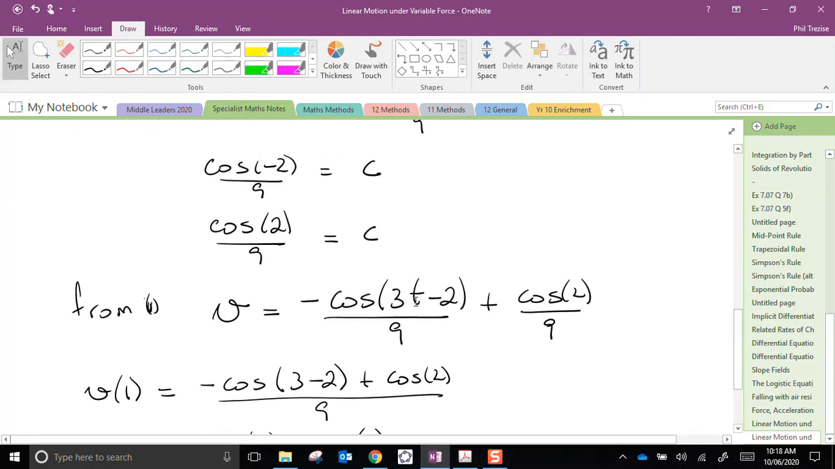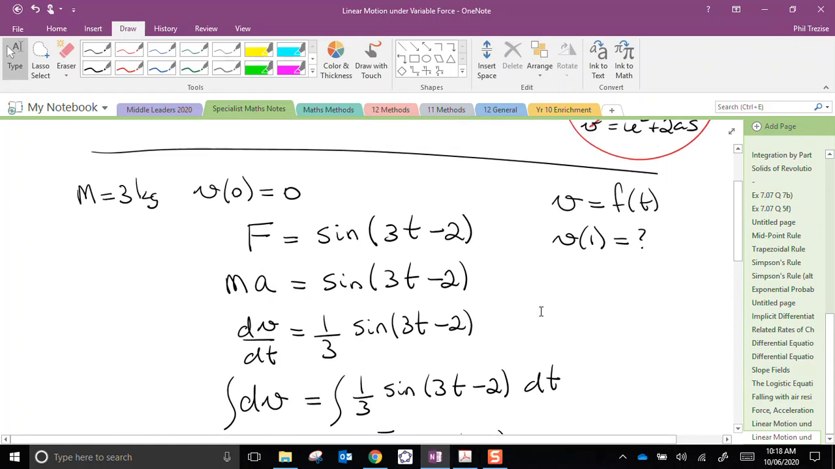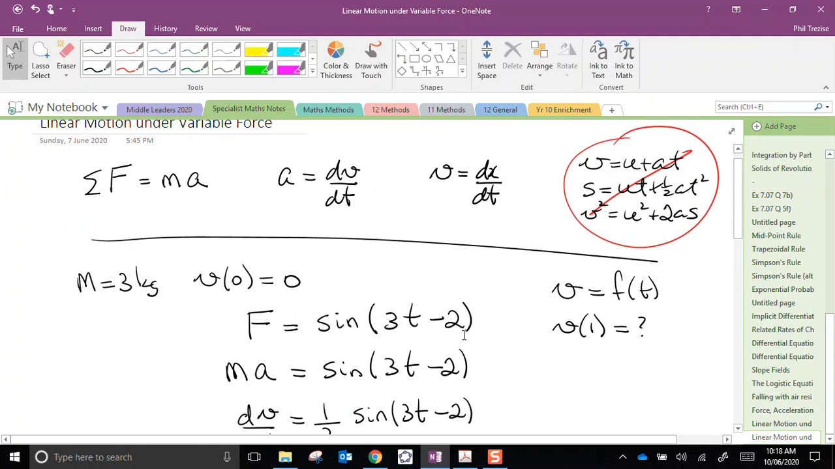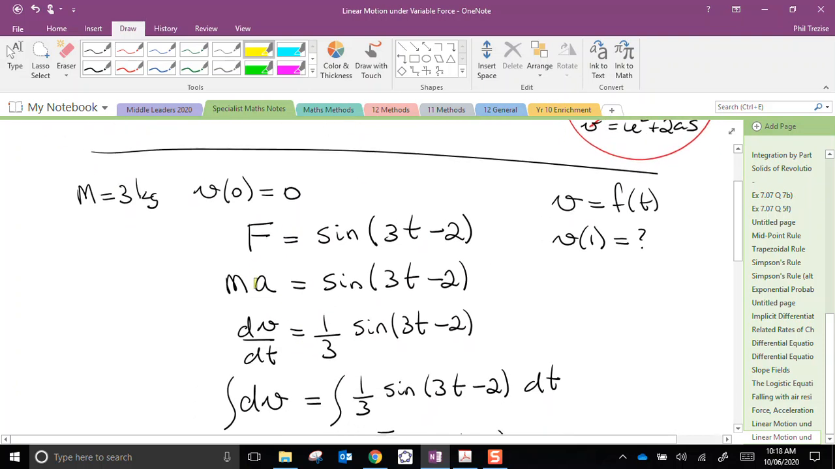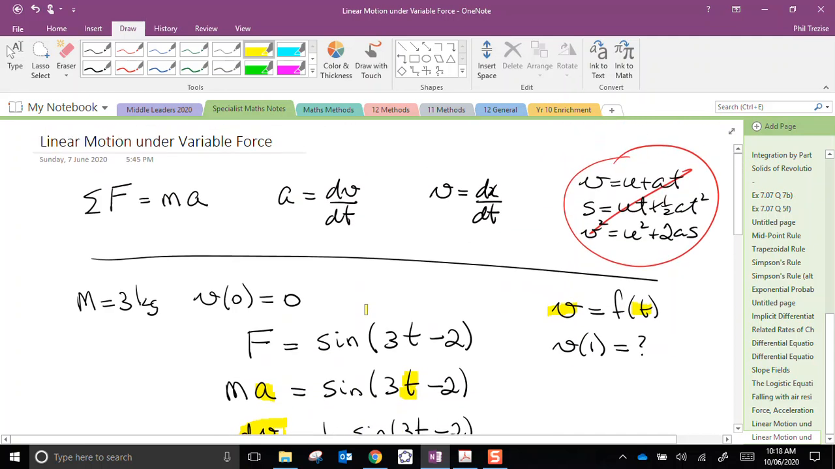So there's a quick example of how we might do the solution to one of these variable force problems. We were fortunate here that we ended up with acceleration as a function of time. And because acceleration is dv over dt, that immediately gave me the idea of getting velocity as a function of time. I have v and t to work with. Now that sometimes doesn't happen, but that's enough for this one.